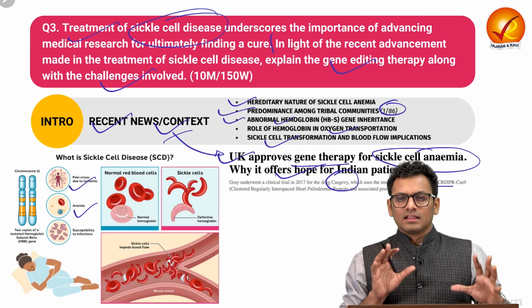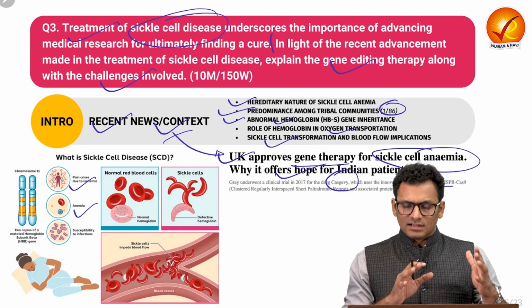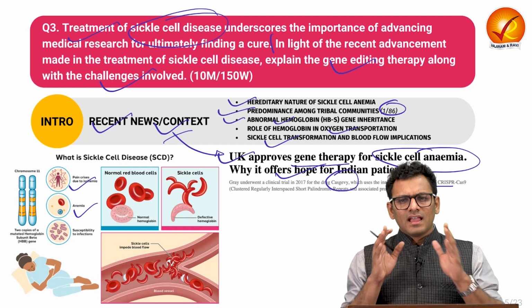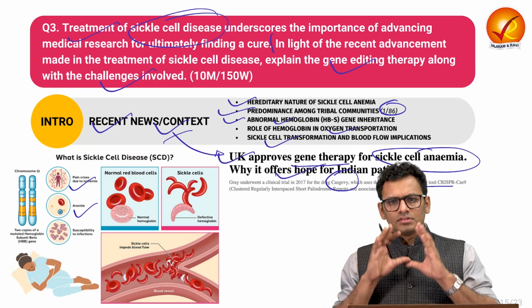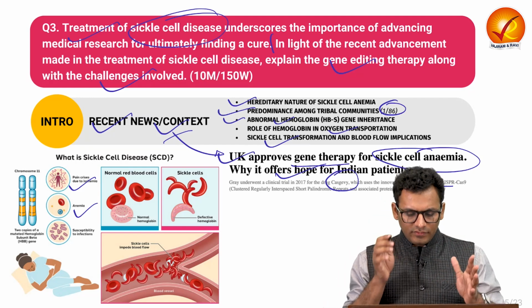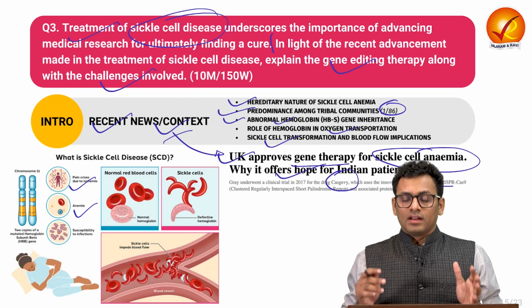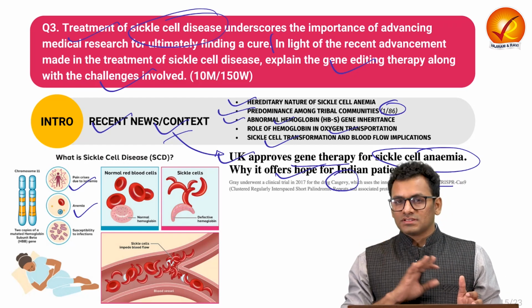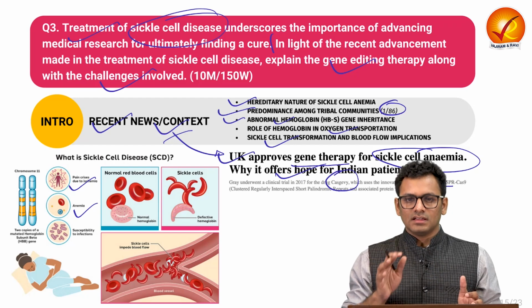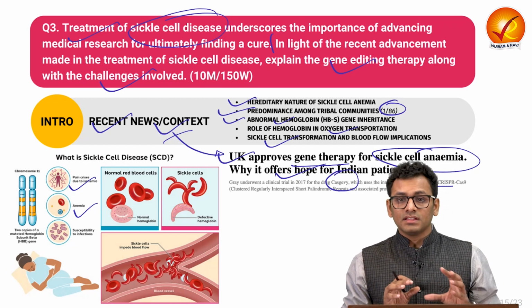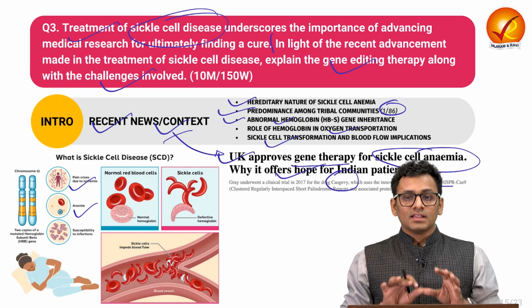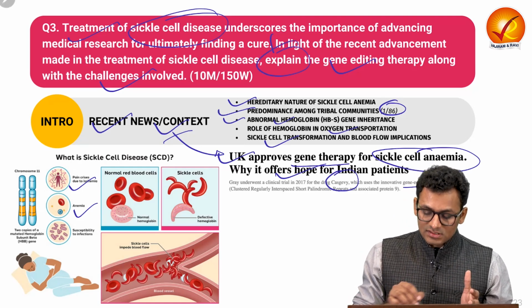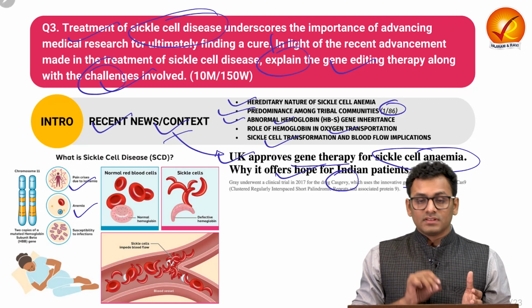So you can give a brief idea about sickle cell disease, about the recent current affairs, and context that how India also faces a large issue of sickle cell disease. On an average, there are more than 40,000 cases of sickle cell disease in India per year. So that is something in the introduction you can encompass. In the body, you have to explain the gene therapy and give challenges with respect to the same.